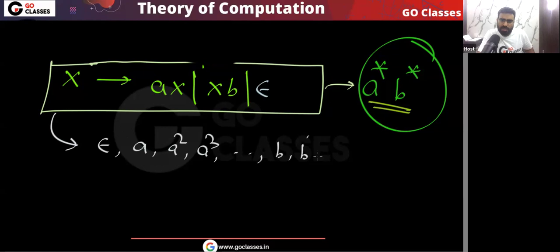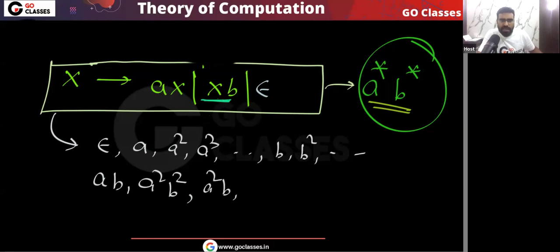I can generate b also, b square also, and so on. You can easily see I can generate ab. What we can do, we can generate a square b square also, a square b also. But you can notice that after b, a cannot come, whatever you do, because here we have xb and here we have ax.